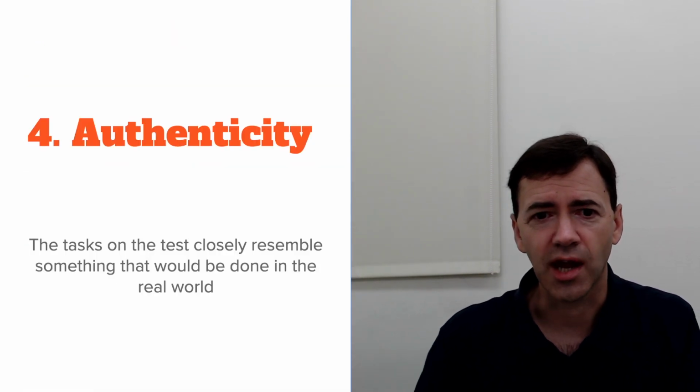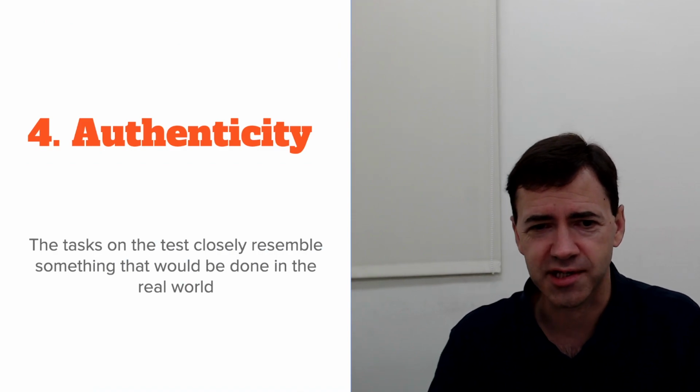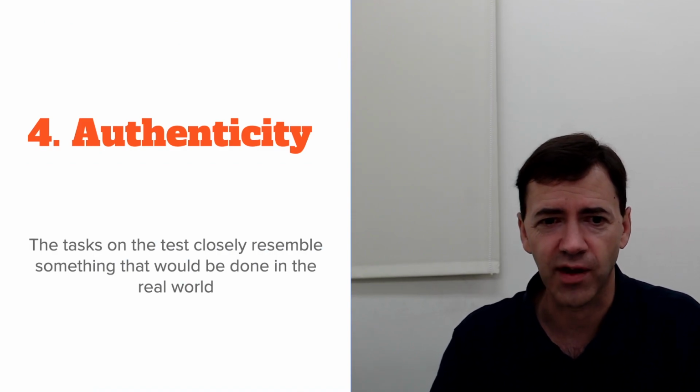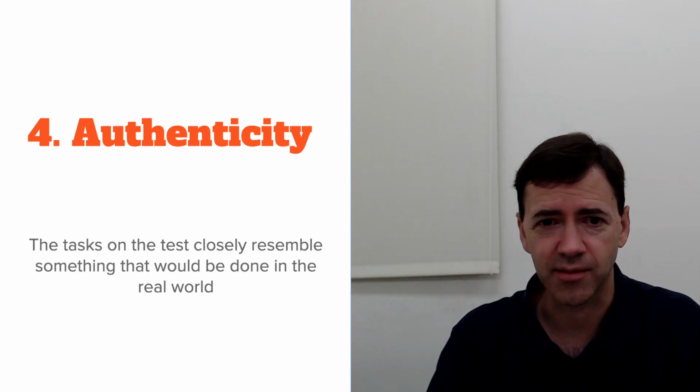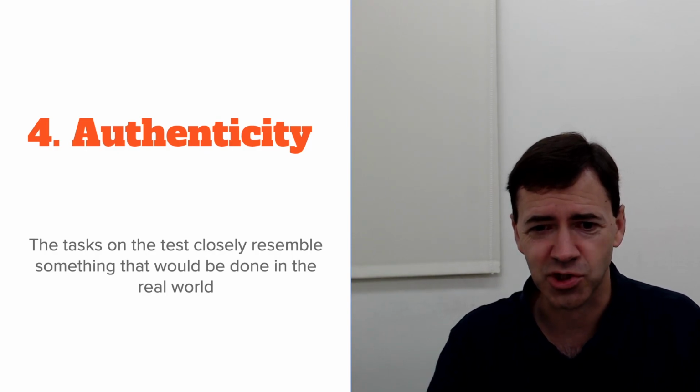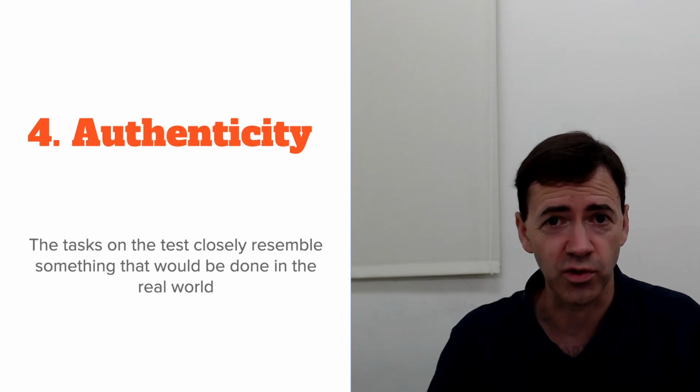Okay, so now we're moving on to the 4th principle. Sorry, I said washback is next. Washback is number 5. The 4th one is authenticity. Now this one's tough, because in the classroom, it can be hard to create a test that has tasks which closely resemble something you do in the real world.